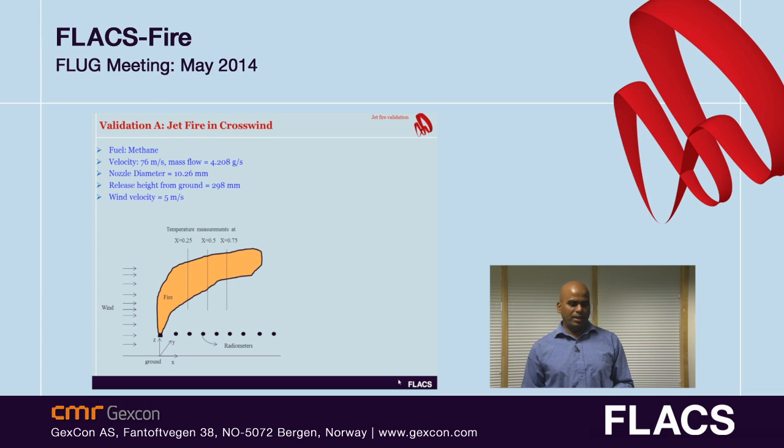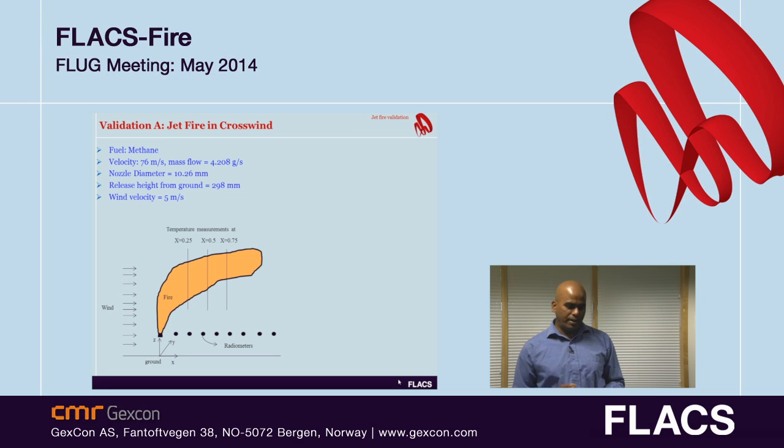My first jet-fire validation case is jet-fire in crosswind. It's a small-scale validation case where methane is used as a fuel, and the velocity, mass flow rate and nozzle diameter from the experimental data are given here. The release height from the ground is about 300 millimeters. The wind velocity is about 5 meters per second. FLACS-Fire was used to model this case, and we have used about 100,000 grid cells.